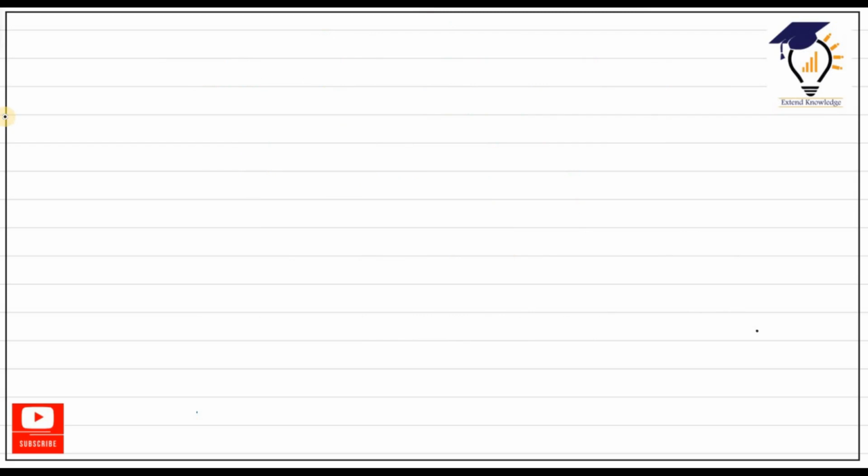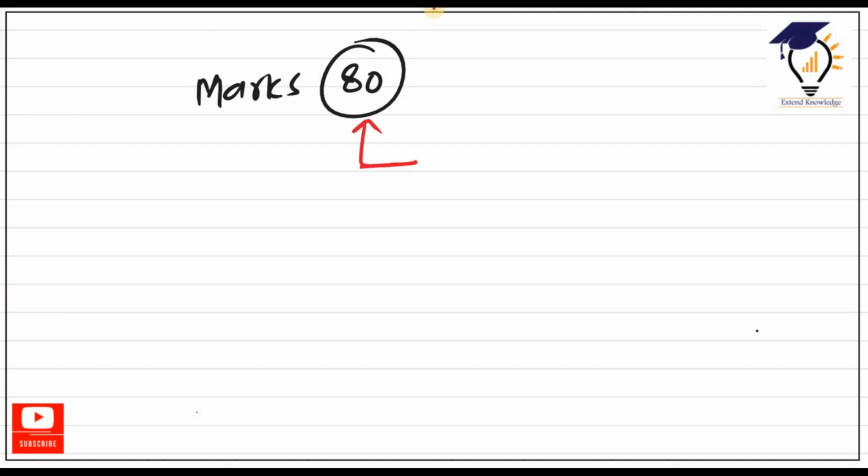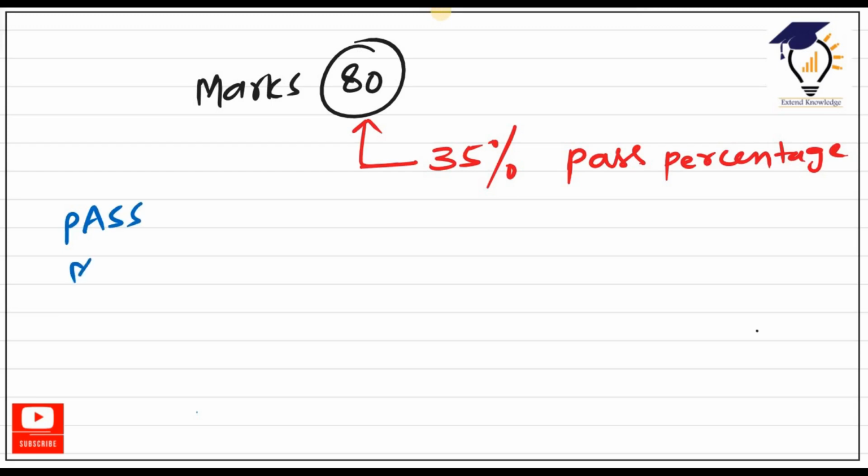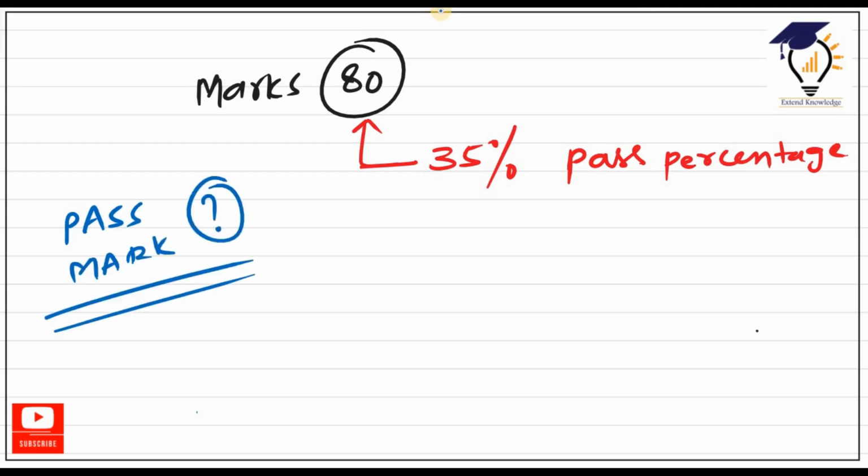In a school, there is a test which is conducted for 80 marks. The test is announced with a pass percentage of 35%. So out of this 80, 35% is needed to pass. What are the pass marks? I want the exact pass mark. To calculate the pass mark, we need to calculate 35% of 80.